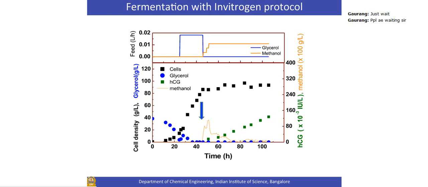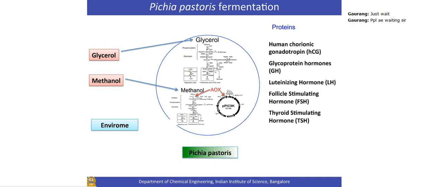Now, what is the problem here? The problem is the following. Let me go back to the previous slide and define the problem more precisely. Our objective is to make the maximum amount of this protein. This protein is going to be made by these cells by utilizing glycerol and methanol. These are my decision variables: at what rate should I supply glycerol and methanol?